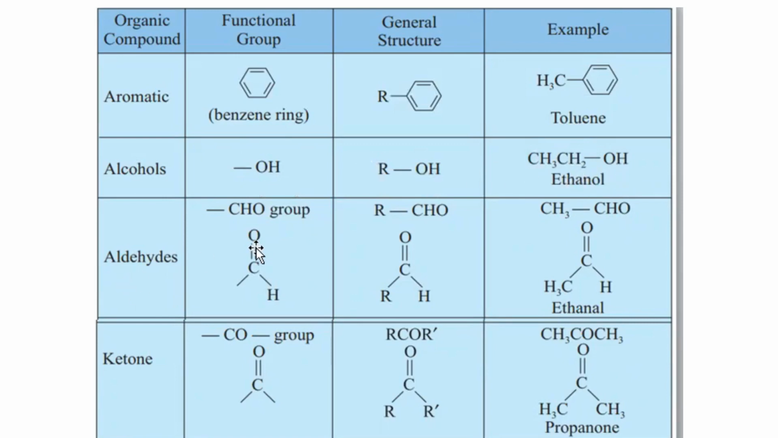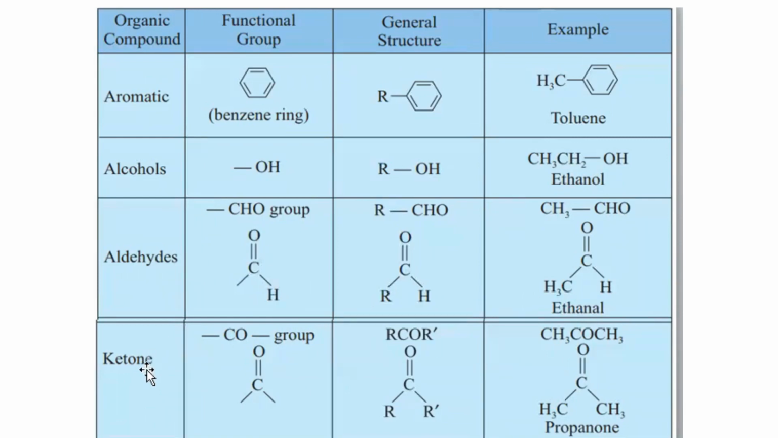And aldehydes. The functional group of aldehydes is CHO: a carbon double bonded with oxygen and single bonded with one hydrogen. And here there is a carbon atom around here. The general structure is RCHO, or R single bonded with carbon, double bonded with oxygen, and single bonded with hydrogen. The good example of aldehyde is ethanal.